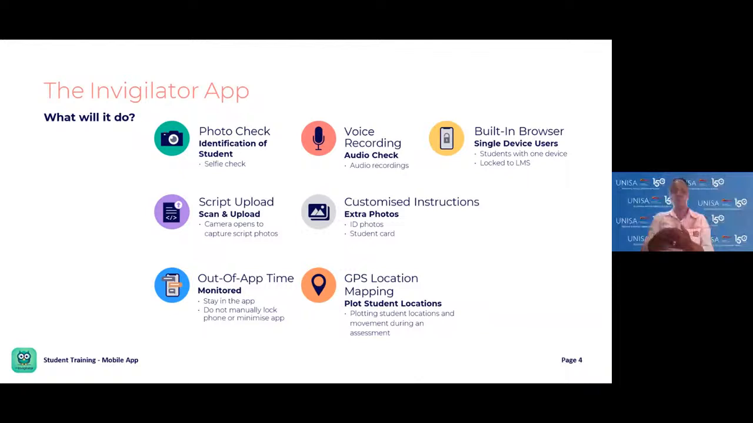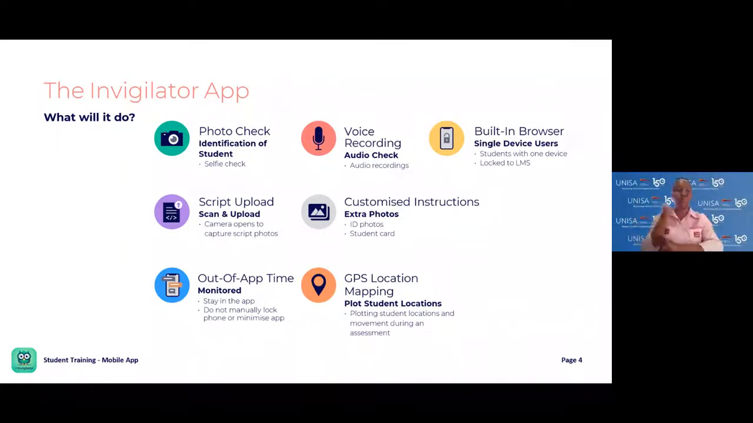Then just below that, script upload. So this is very important. Now, once your invigilation time has run out, so you've reached the end of your assessment, you are going to be asked to upload your script to the Invigilator database. And this is a very simple process. The app is going to give you 10 minutes, and in that 10 minutes, you need to take a photo of each of your answer sheets. We then convert that into a PDF document, and that is then uploaded to our database.